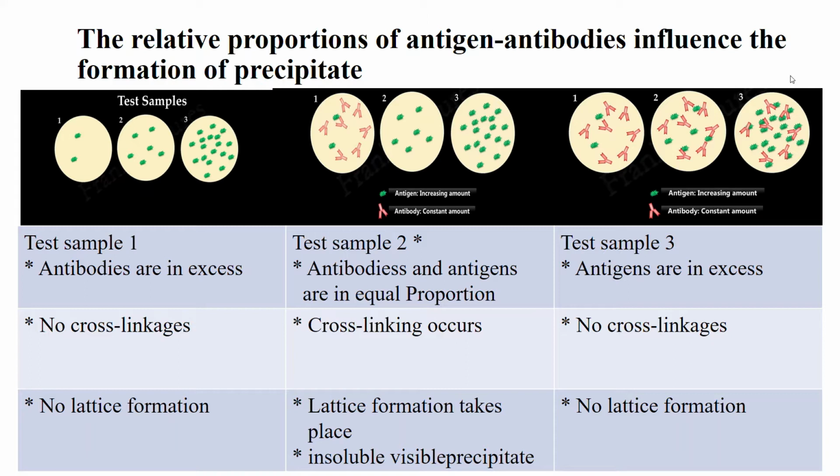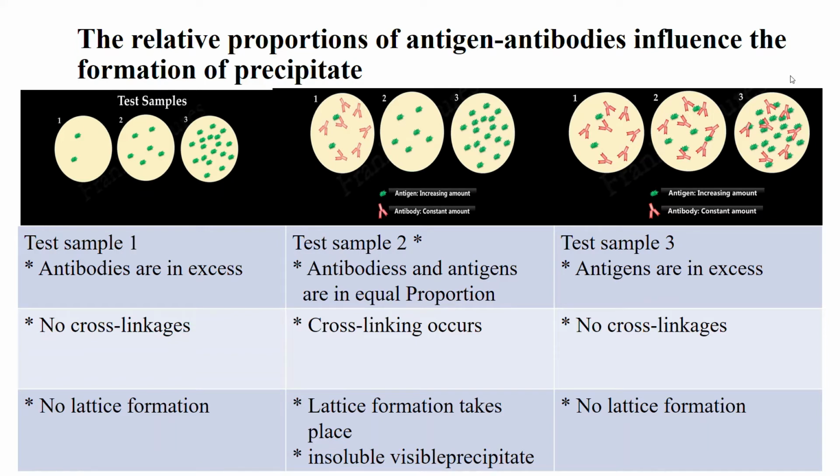Let's see how the relative proportion of antigen and antibody influences the formation of precipitate. Let us say that we have three test samples of soluble antigen in increasing amount. Suppose the first test sample has 2 antigens, the second has 6, and the third has 18 antigens. For each of the test samples, we are going to add the same amount of antibodies. Suppose we add 7 antibodies in each test sample.